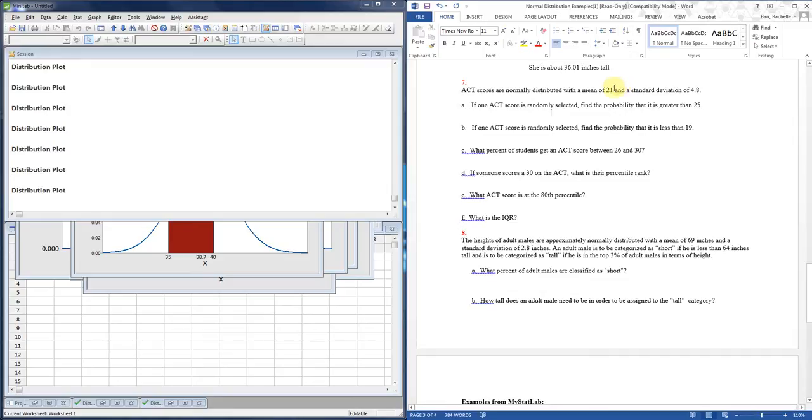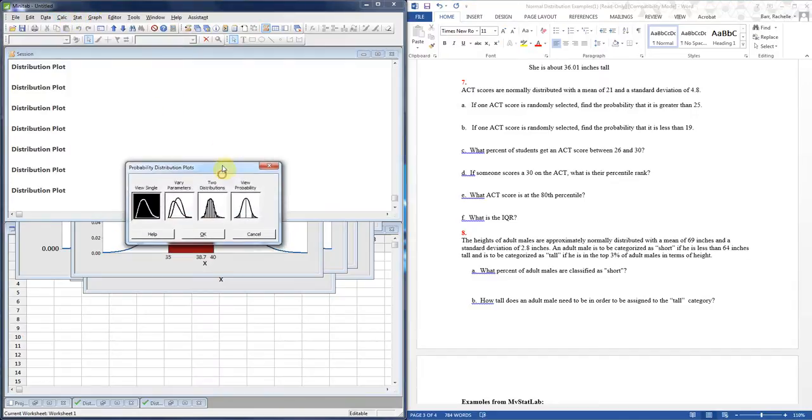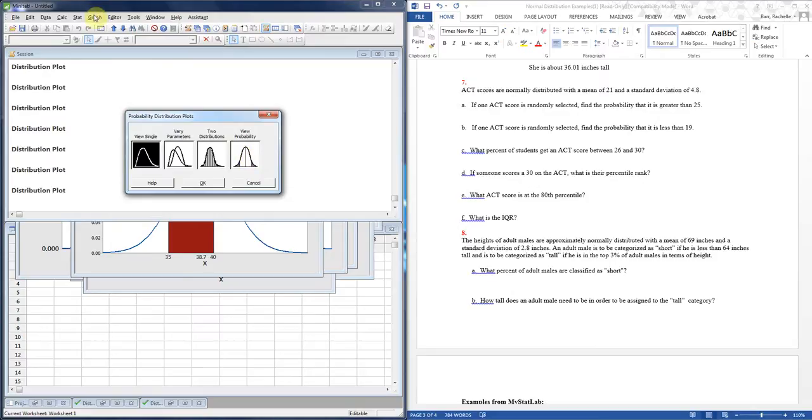So my mean is now 21. My standard deviation is 4.8. See, totally different scale. But we can still use z-scores and probability to figure out what's going on, since they're both normally distributed. So I'm going into Graph, Probability Distribution Plot, Probability View.